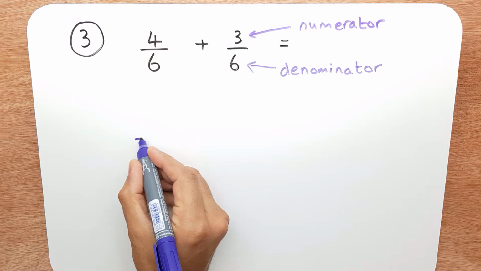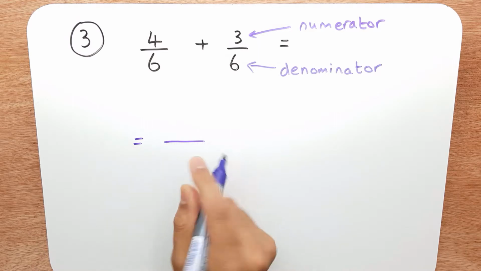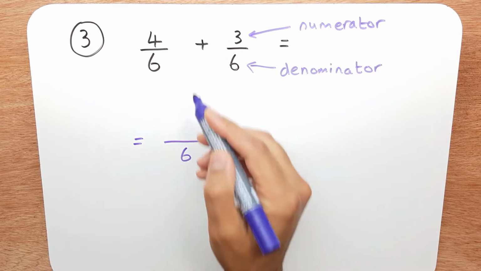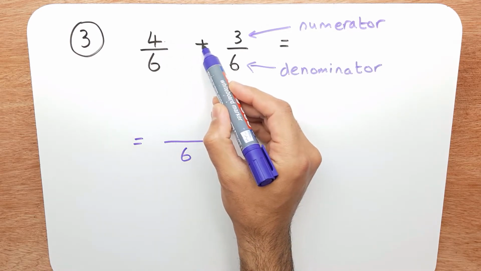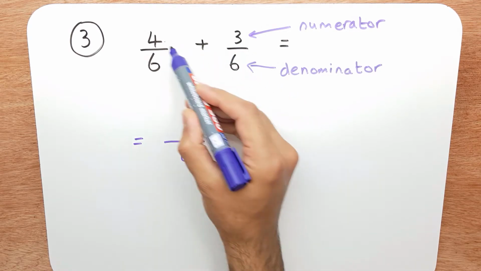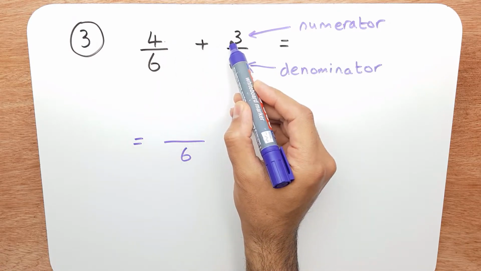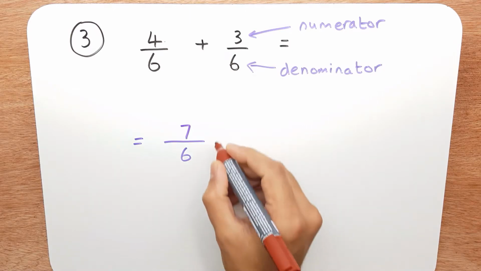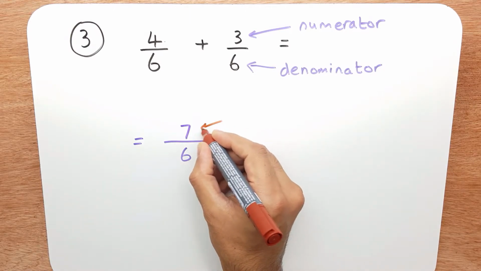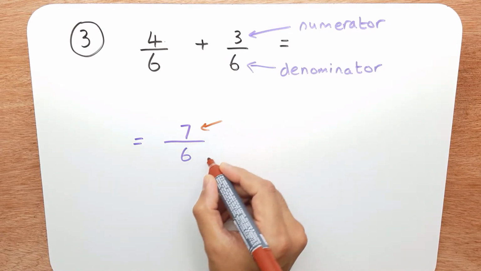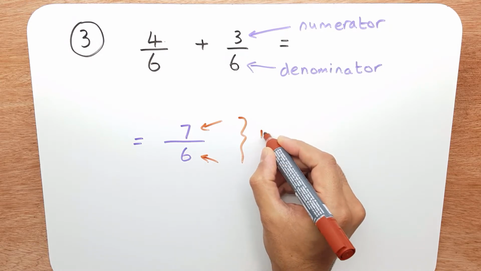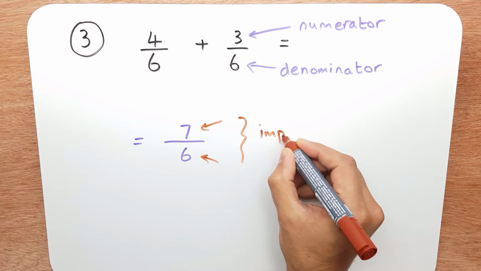What you do is you put the 6 at the bottom and you simply add the 4 and the 3. So it's 4 add 3, which is 7. Now, if you notice, the numerator is bigger than the denominator. So this here is an improper fraction.